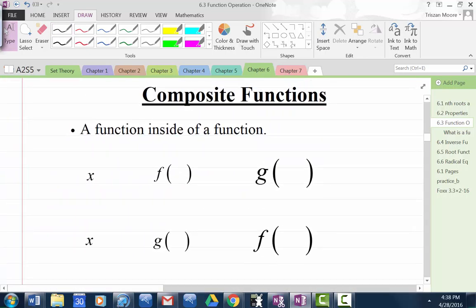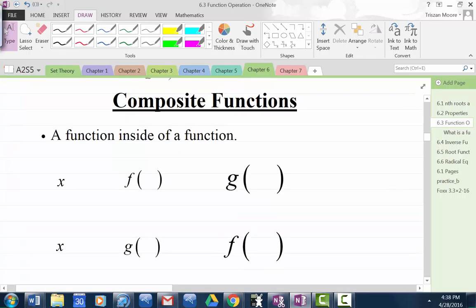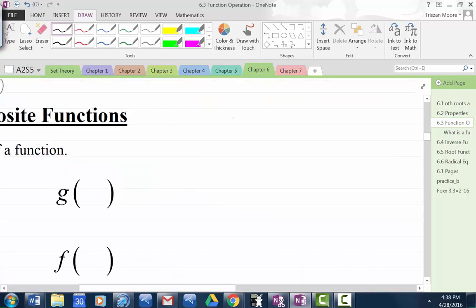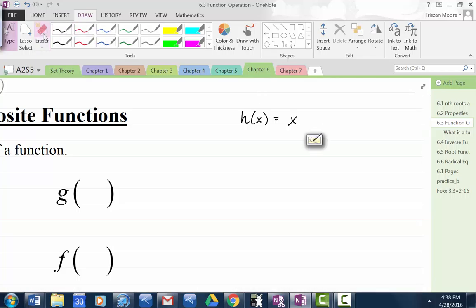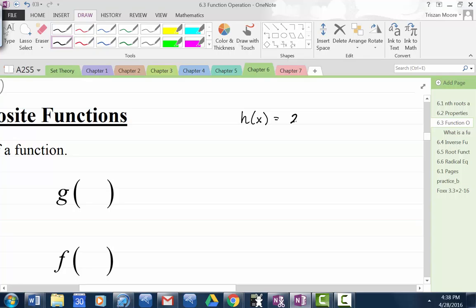Now we can talk about composite functions. All a composite function is, is a function inside of a function. So say, for example, I give you a function. I'm going to call it h. Let's do a different one. I'll say h of x equals, say, 2x.